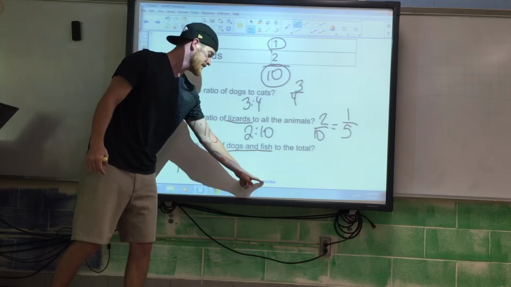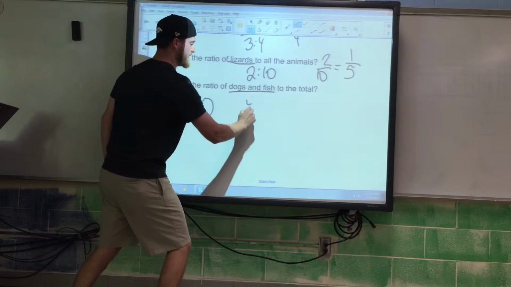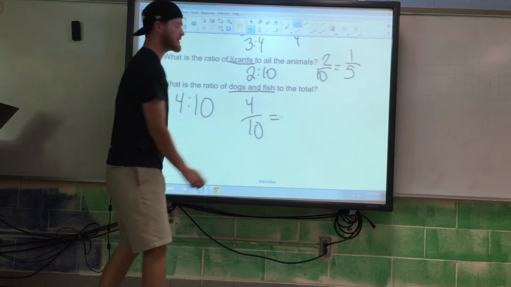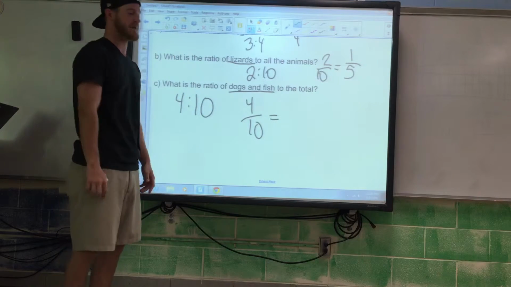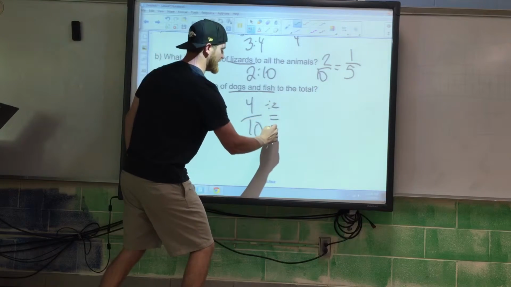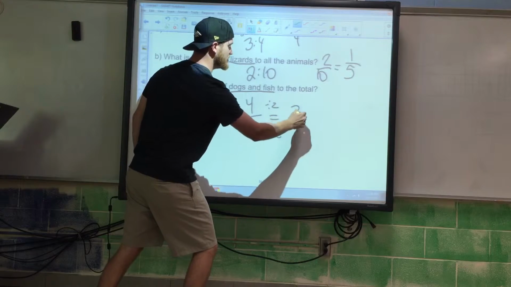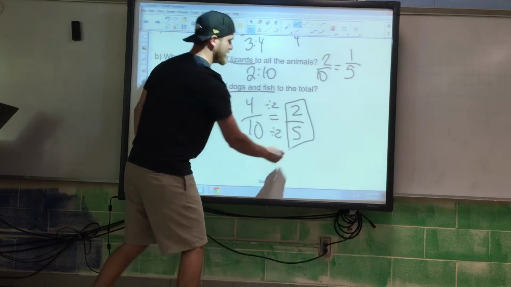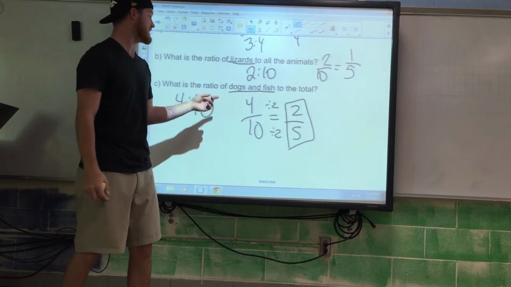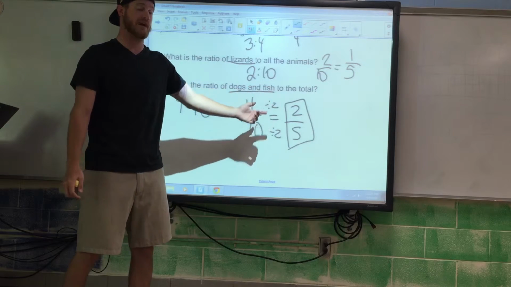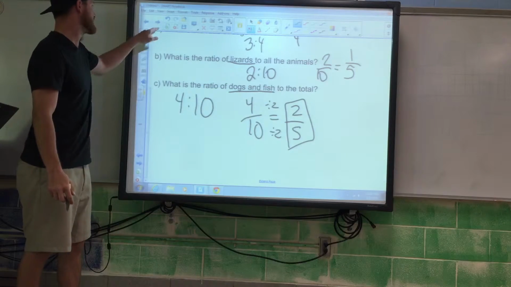Can you reduce 4 over 10? Let's look at it. 4 over 10. What number goes into both 4 and 10? Again, that'd be 2. Divide both the top and the bottom by 2. We get 2 over 5. In the simplest terms, the ratio of dogs and fish to the total number of animals would be 2 over 5, or 2 to 5.